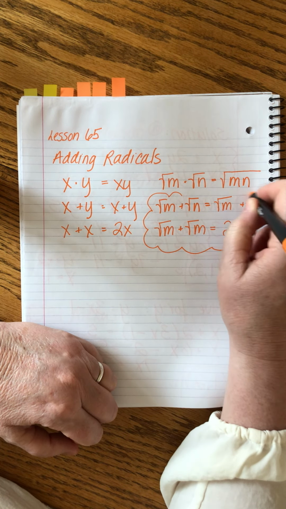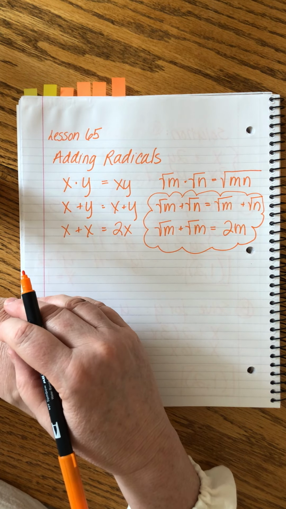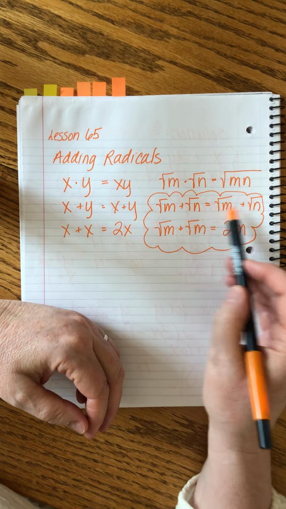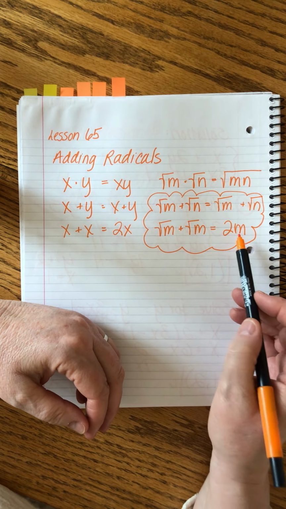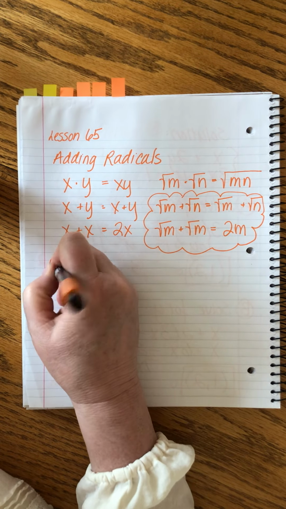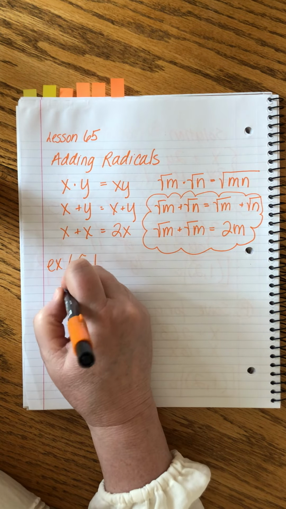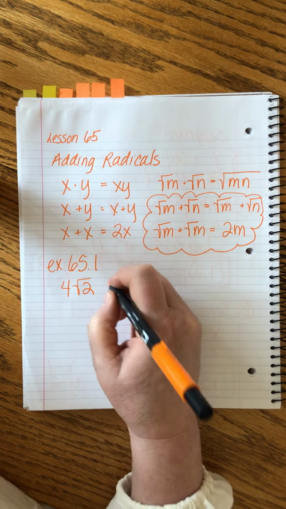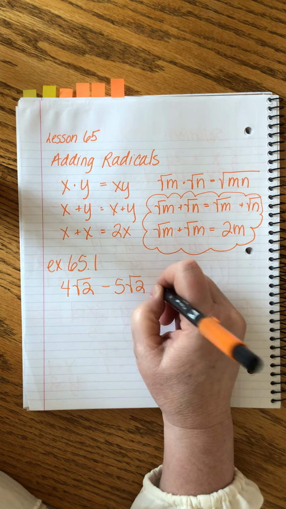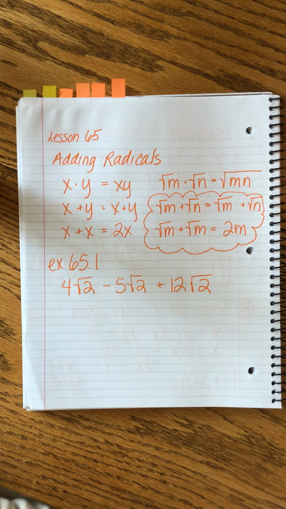If you're adding or subtracting, because they're the same difference, right? Subtracting is just adding a negative number. If you're adding, if they don't match, there's nothing you can do. If they do match, you just add them. All right, let's try a few examples. 65.1, ready? I'll give you a second to copy.